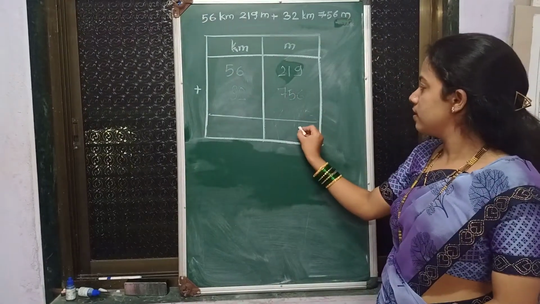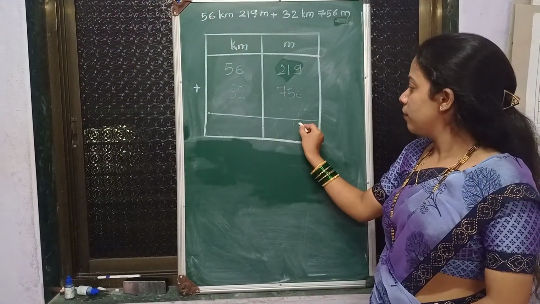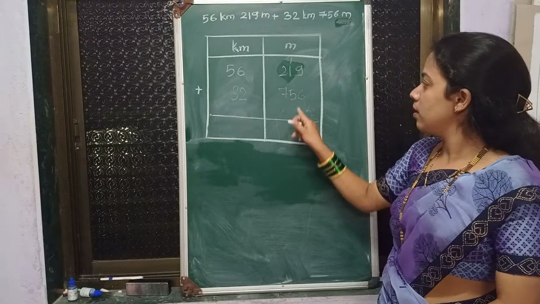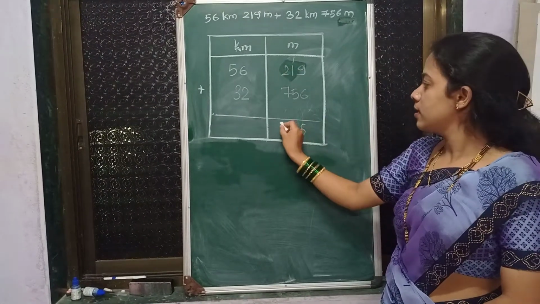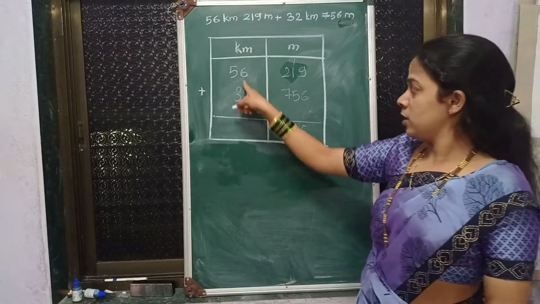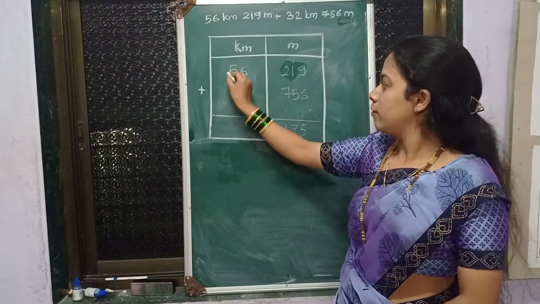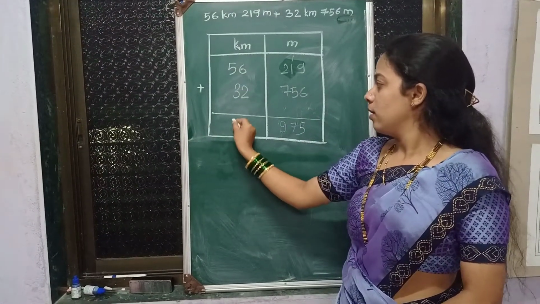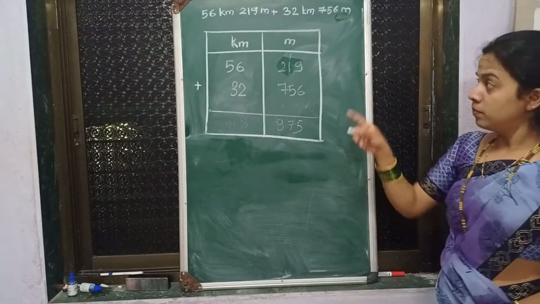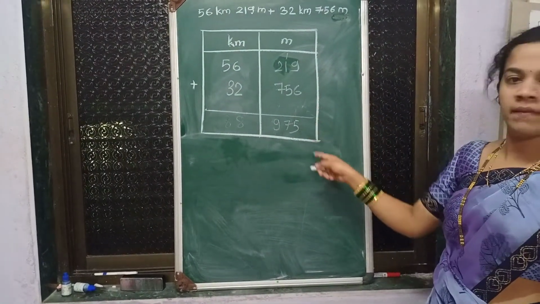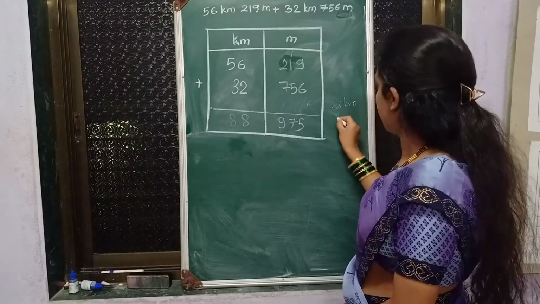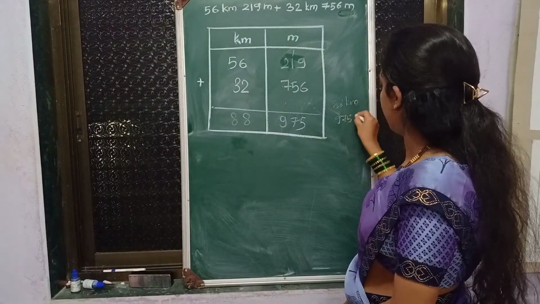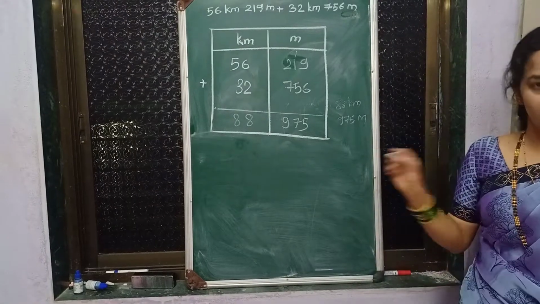9 plus 6 is how much? It's 15. 1 carried over here. 5 plus 1 is 6, 6 plus 7 is 13... 7 plus 2 is 9. 6 plus 2 is 8 and 5 plus 3 is 8. So 88 kilometers and 975 meter is the answer. So it is 88 kilometer 975 meter. So this will be your final answer.